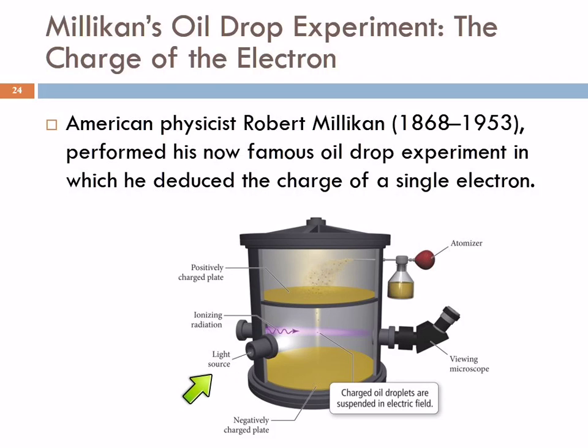And then he had an ionizing radiation here, X-rays, and so he's bombarding the oil droplets with X-rays, which causes them to become ionized, to develop a charge. Then he applies an electric field across these oil droplets. So here's a positive charge on the top and a negative charge on the bottom. These negatively charged oil droplets are going to be attracted to the positively charged plate above, repelled by the negatively charged plate below. So you have two opposing forces going on. Gravity is pulling them down, and the electric field is pulling them up.